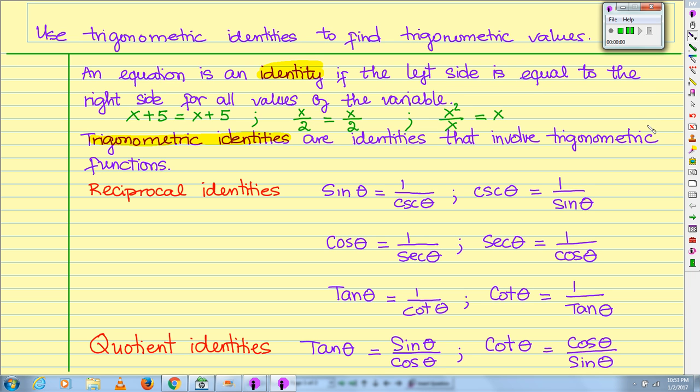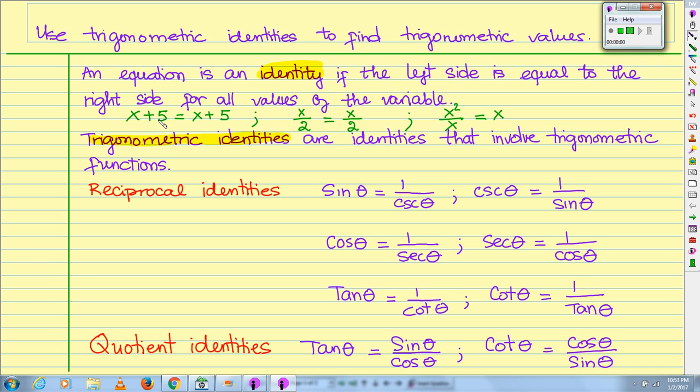Hello, my pre-calculus student. The objective for this video is to use trigonometric identities to find trigonometric values. An equation is an identity if the left side is equal to the right side for all values of the variables. Look at these three example equations.